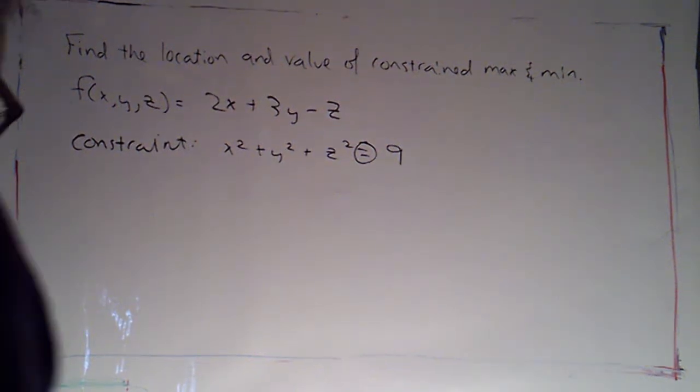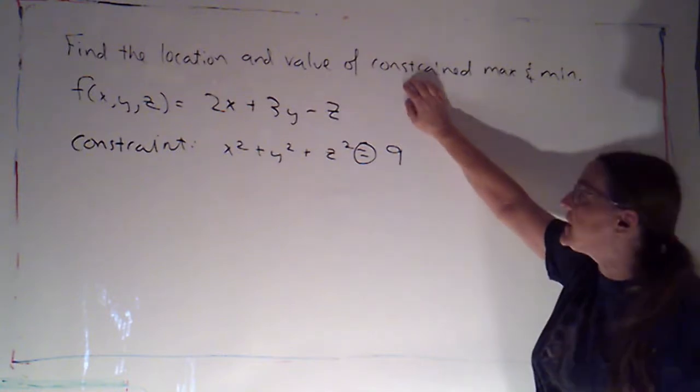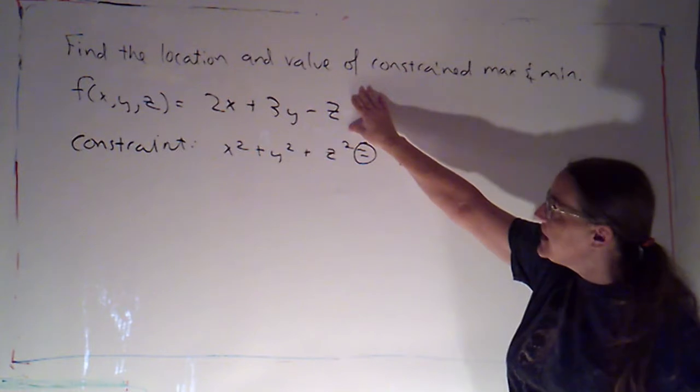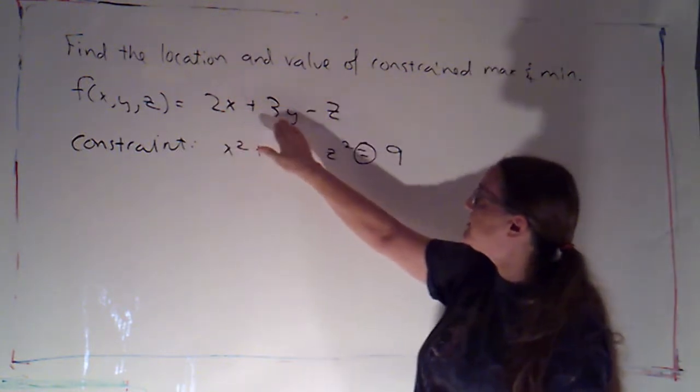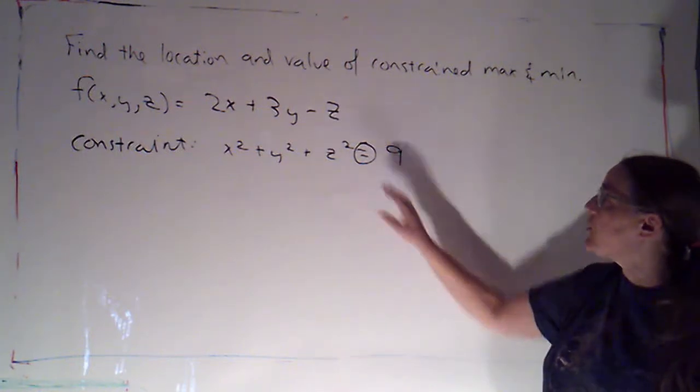I've got a problem up here on the board. We want to find the location and value of the constrained max and min for this function f. It's a linear function of 3 variables. So f of x, y, z is 2x plus 3y minus z. And our constraint is given by this equation.